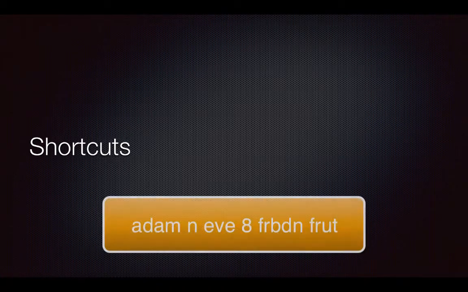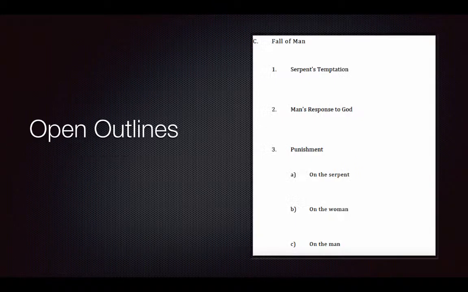So, if they want to write down Adam and Eve ate the forbidden fruit, they could use texting to write that down in their notes. It's perfectly understandable to them, and it's a lot quicker. You can encourage this and promote it for their notes.